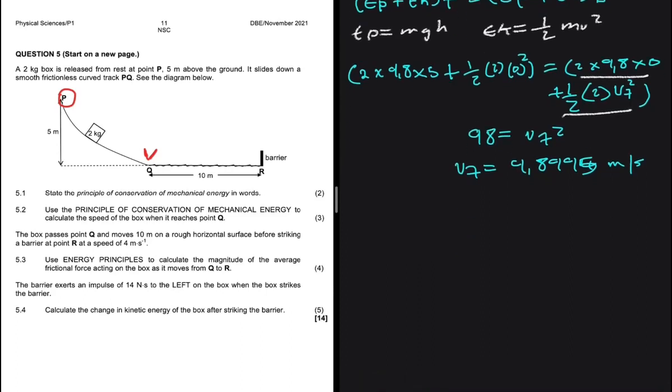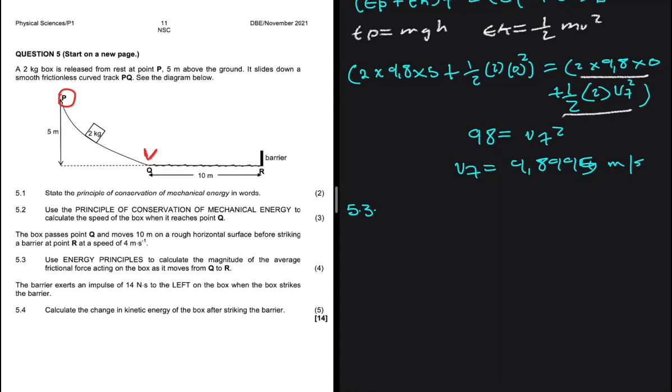So 5.3, we have a statement there saying that the box passes point Q and moves 10 meters on a rough horizontal surface before striking a barrier at point R at a speed of 4 meters per second. And then the question is saying let's use the energy principle to calculate the magnitude of the average frictional force acting on the box as it moves from Q to R.